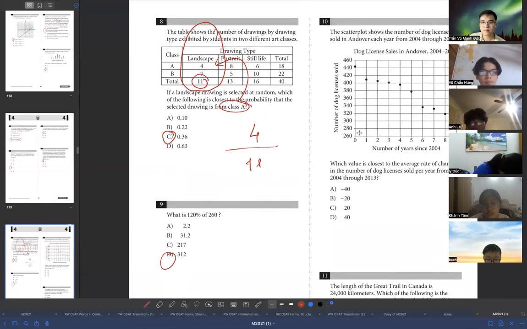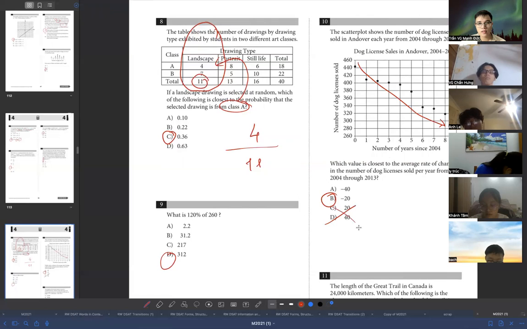Number 10. B. How did you do this? I saw it go down. Okay, go down. Negative 180. So it's going to be a negative slope. C and D are out. What's next? And then it runs by 9.